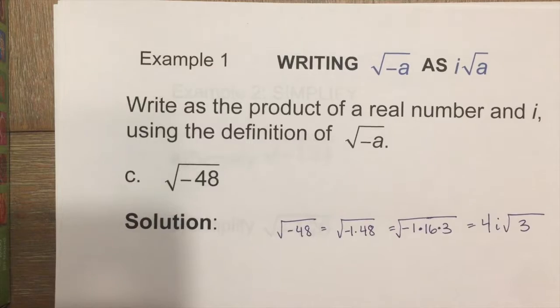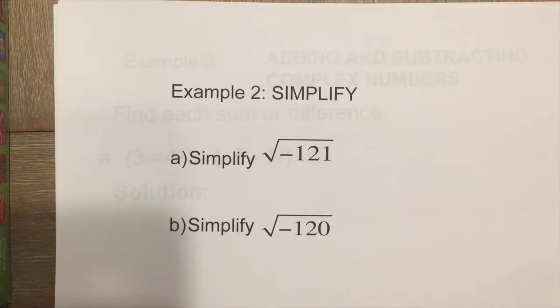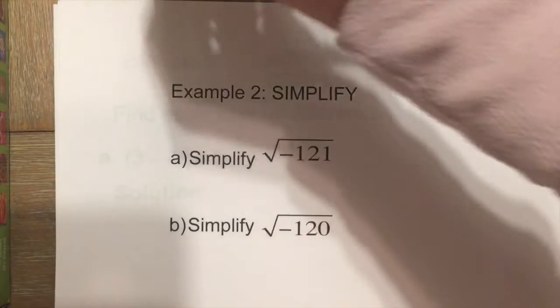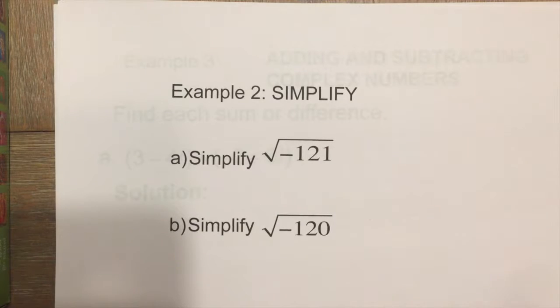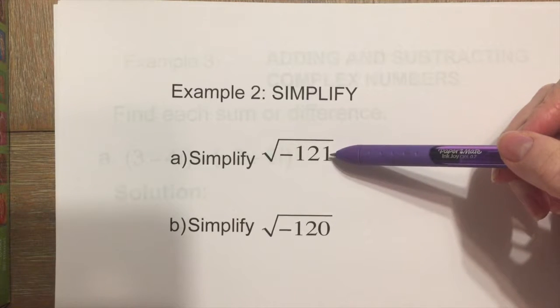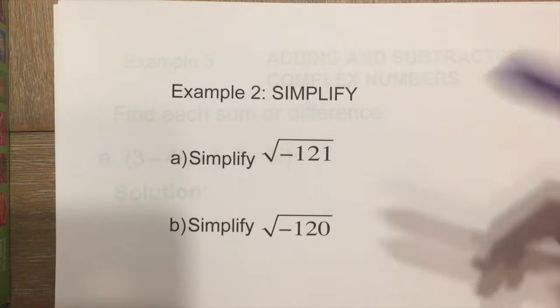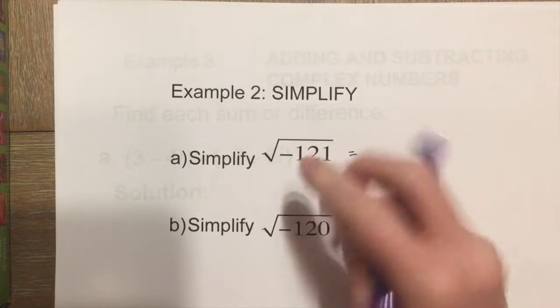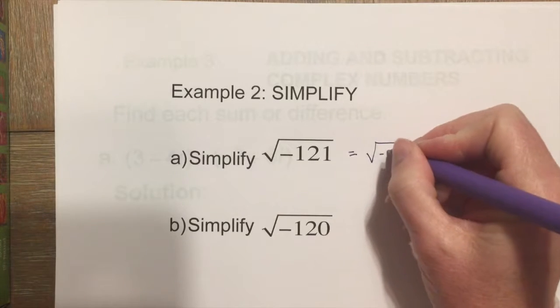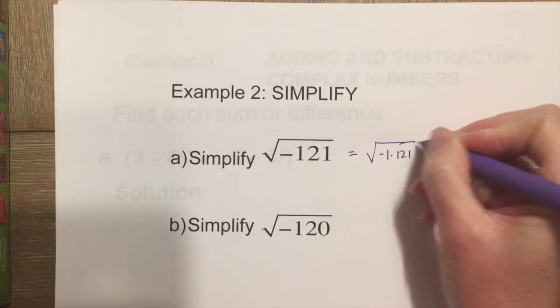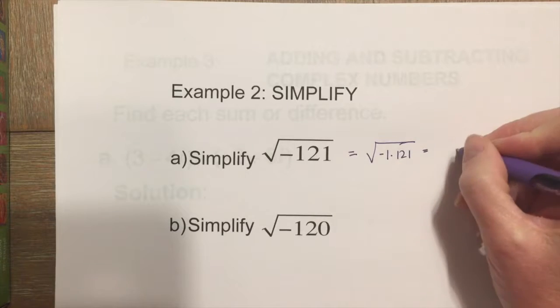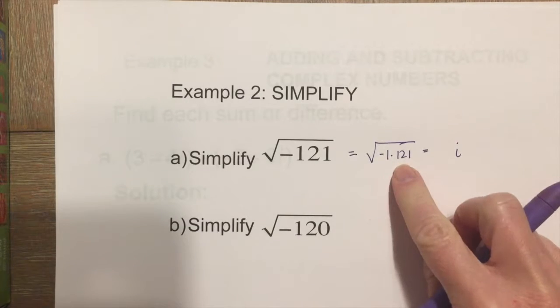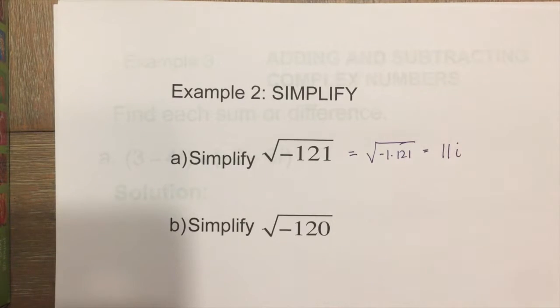So flipping to the back side of your notes, we have some examples of square roots. On these examples, I have the square root of -121. 121 is a perfect square. It's the square of 11. So in this case, I could think about this as the square root of -1 times 121, where the square root of -1 is i, and the square root of 121 is 11. You would write the 11 in front of the i.